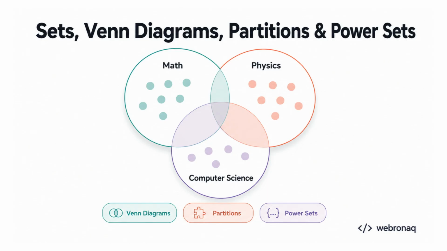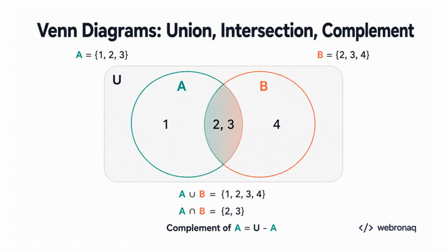In this video, we are going to walk through 3 powerful tools from discrete math. Venn diagrams, which help you visualize sets and their relationships. Partitions, which let you cleanly divide a set into non-overlapping pieces. And power sets, which capture every possible subset of a set. These 3 ideas are deeply connected, and by the end, you will see exactly how. Let's get started.